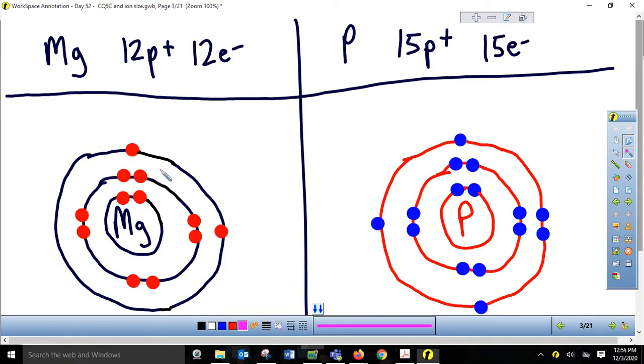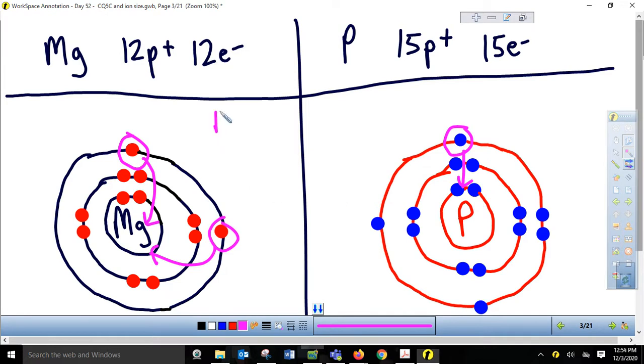Magnesium has 3 shells of electrons, 12 protons, 12 electrons. It has 2 electrons out here in the third shell. Those are the valence electrons. And then phosphorus has 15 electrons. It has 5 valence electrons. So notice they both have 3 shells of electrons. So you might be thinking a couple of days ago, oh, they're the same size. Or maybe phosphorus is smaller because it has more protons, or actually maybe phosphorus is bigger because it has more electrons. What is going on?